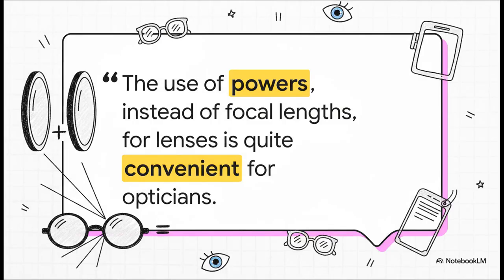So why do we even use power, instead of just talking about focal length? Well, as the source material points out, it's all about convenience, especially for opticians. See, if they need to combine lenses, they can just add the powers together. A +2 diopter lens plus a +0.25 diopter lens gives you a +2.25 diopter system. It's just elegant and super practical.